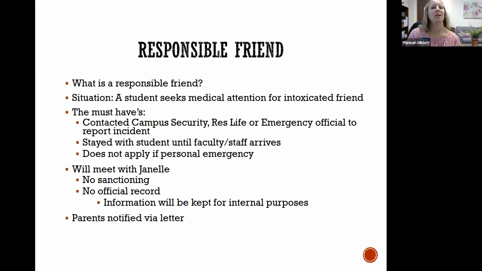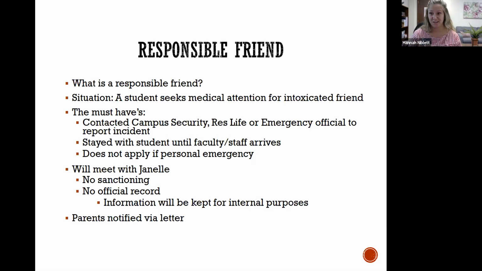Okay, one other thing that I want to share with you is our responsible friend clause. So to explain responsible friend, this was one of the pieces of feedback that we got from training last year that we could have explained this better. So I really want to make sure that you understand this. So here's an example situation. There is a student seeking medical attention for their intoxicated friend. However, the student who's seeking the medical attention for their friend is also intoxicated.